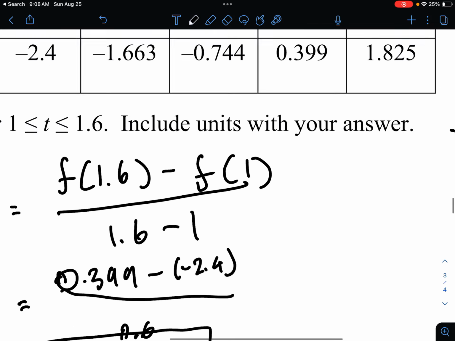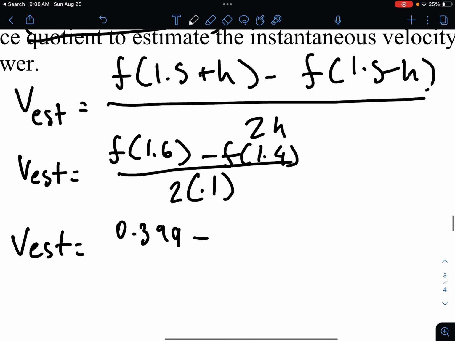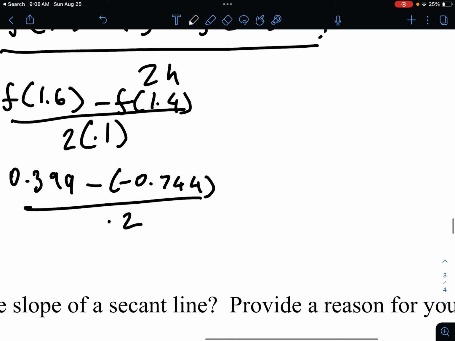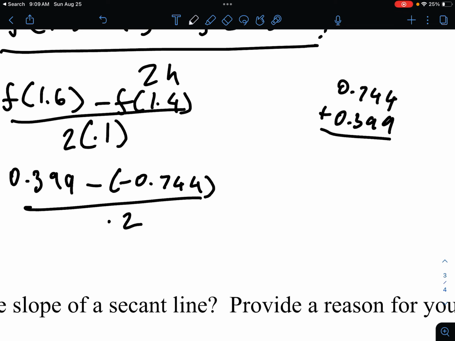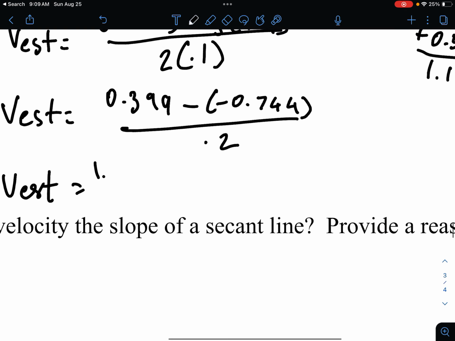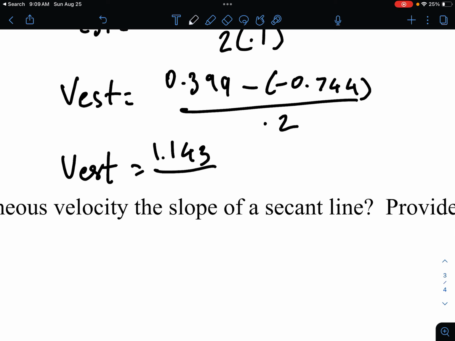So V estimate is going to equal f of 1.6, which is 0.399, minus negative 0.744, over 0.2. So if I were to just do this really quickly, I would get 0.744 plus, because I'm adding them, 0.399. You could use a calc. Actually, I don't think you can. Never mind. I don't know if I did that right. I really hope I did. If you guys have better arithmetic than me, I'm sure this will be no problem.